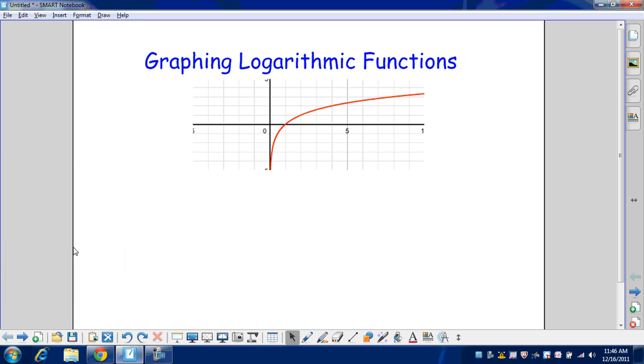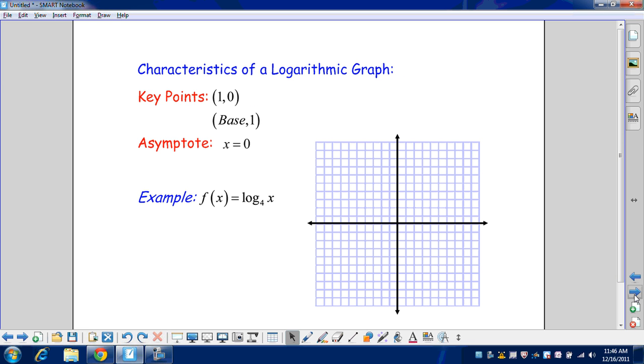Okay, so what we're going to talk about in this tutorial is how to graph logarithmic functions. We talked in another tutorial about graphing exponential functions. Now we're going to do the inverse of that, which is logarithmic functions. So let's start with the characteristics of any logarithmic graph. We're going to focus on two key points. And again, these are the reverse of what we did with exponential graphs.